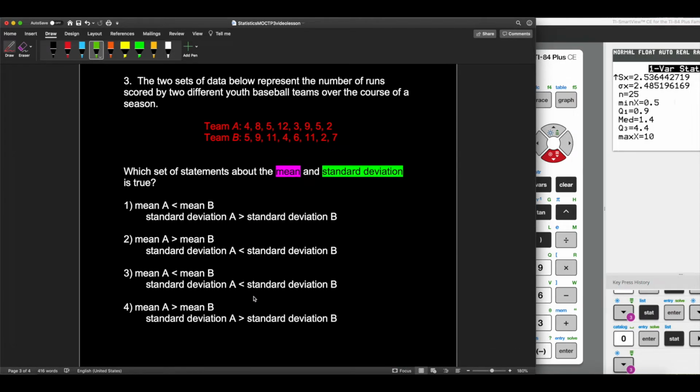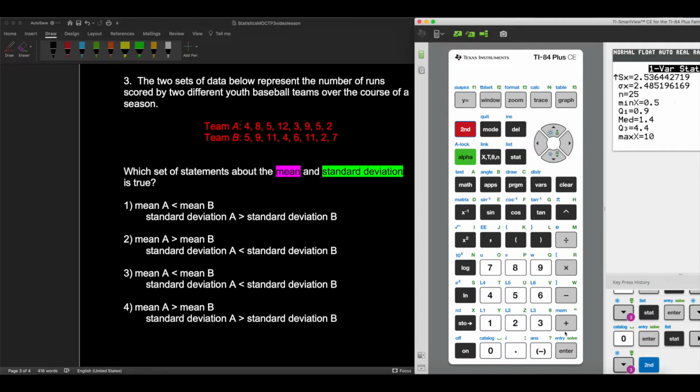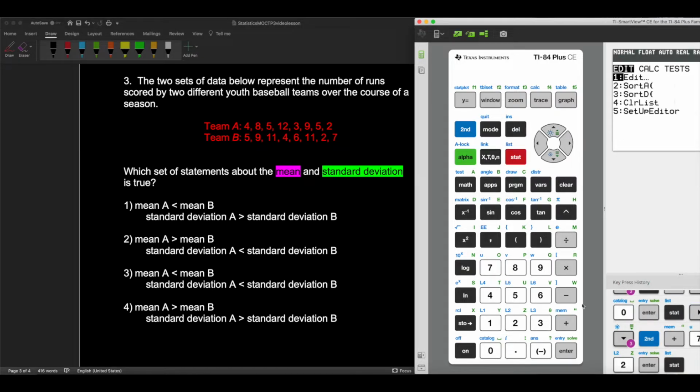Okay, 2 sets of data below represent the number of runs scored by 2 different youth baseball teams. Which statement's about? Now they want the mean, and they want you to compare it with the standard deviation, but not just for one team, Team A, but then you have to do it again for Team B. So let's go to our calculator, clear it. Second plus 712, because we have a lot of numbers in there, guys. Just clear it out, make life easy.